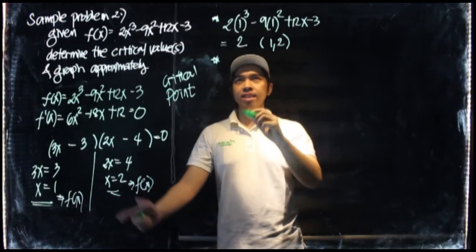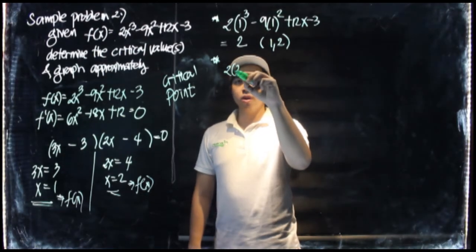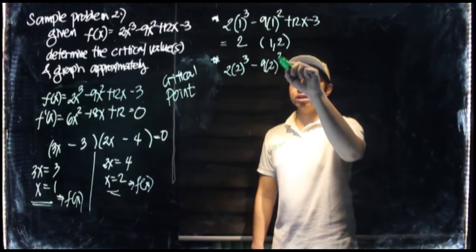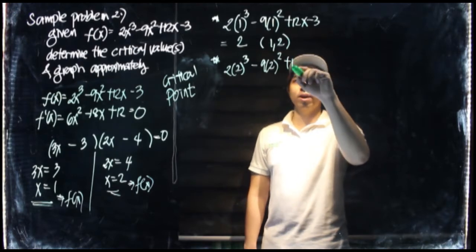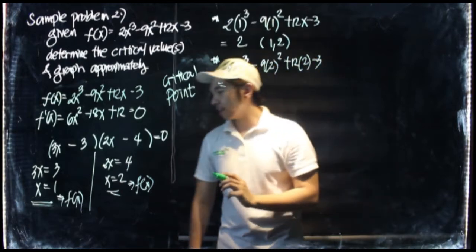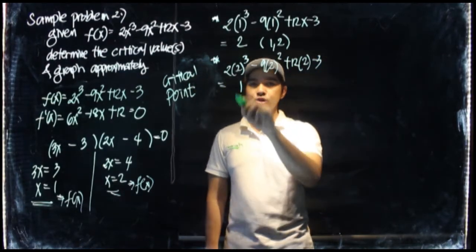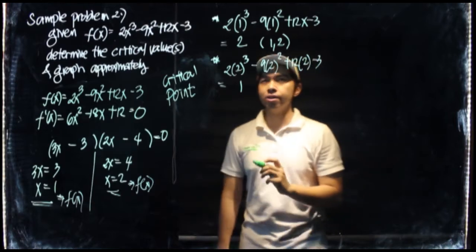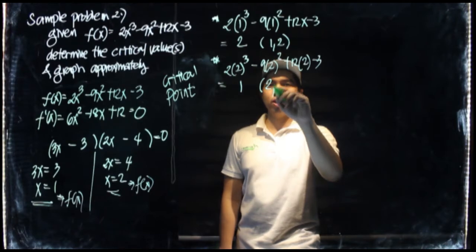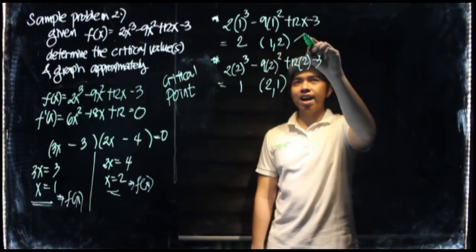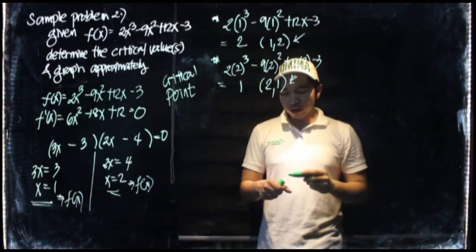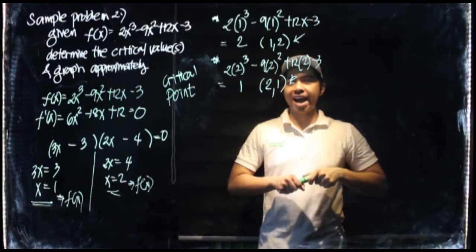That would be at x is equal to 2, so 2 cubed minus 9 times 2 squared plus 12 times 2 minus 3. Solving that would give us 1. You can use a calculator or solve it later. And that will give us another critical point, which is at x equals 2, and y will be equal to 1. So we already have two critical points based on our two critical values. Now let's determine if these values are maximum or minimum.